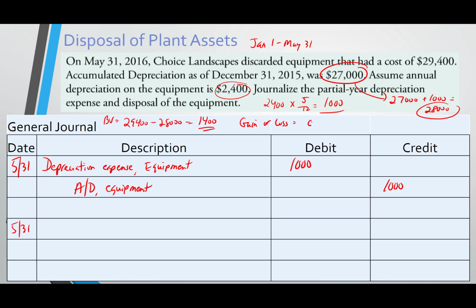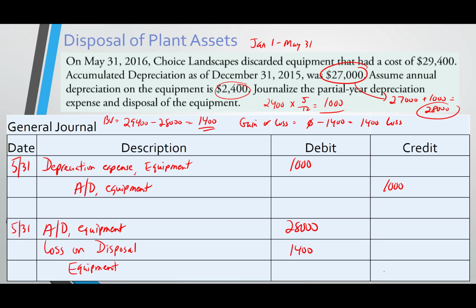All right, so now remember, we must remove both the accumulated depreciation and the asset from the books. So let's do that. We get rid of accumulated depreciation by debiting it because it has a credit balance. So we would debit accumulated depreciation equipment for $28,000. Now we know that our golden rule is always debit losses and credit gains. So in this case we have a loss. We have to do loss on disposal for $1,400, and I would credit the equipment itself because we're disposing of it, it's leaving the business, for the historical cost of $29,400. So here you can see that we threw something out and incurred a $1,400 loss. Remember, this loss will show up on our income statement and at the end of the day lower our net income.